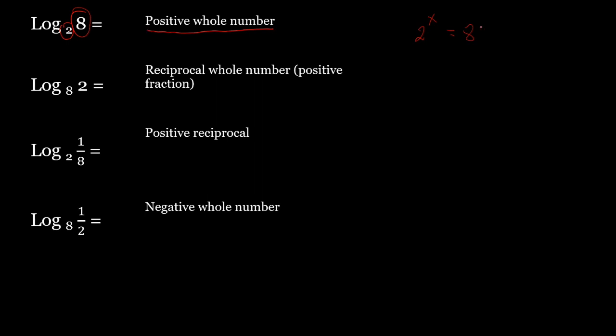To find the value of x or the exponent, let's convert the number into exponential form. So therefore we have 2 raised to x is equal to 2 cubed. And since they have the same base, then x is equal to 3. So the value of your x is 3. As you can see, the answer is a positive whole number. Okay? Now let's have the second situation.